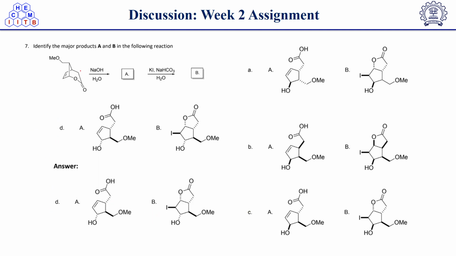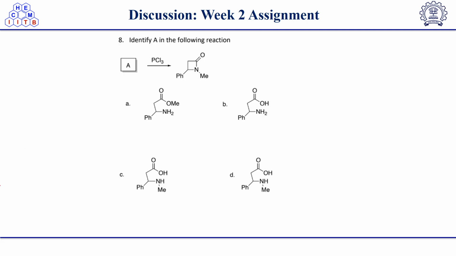So first step is this ester hydrolysis to give alcohol here and this carboxylic acid here, which will be having the same stereochemistry, but corresponding to this it will be having opposite stereochemistry. Then iodolactonization will give the corresponding product B. So option D is the correct answer in this case.